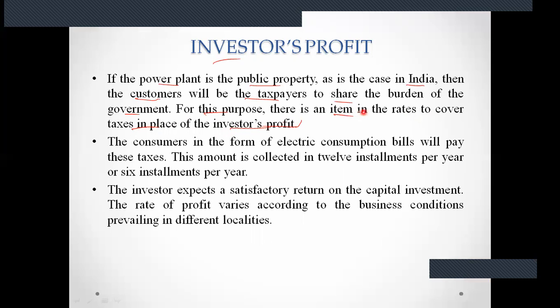So we will have certain rates of taxes so that we can get the investors' profit. The consumers, in the form of electric consumption bills, will pay these taxes, because we will be using that electricity. This amount is collected in 12 installments per year or 6 installments per year. In some places we pay the bill monthly, and in some states it is once in two months.